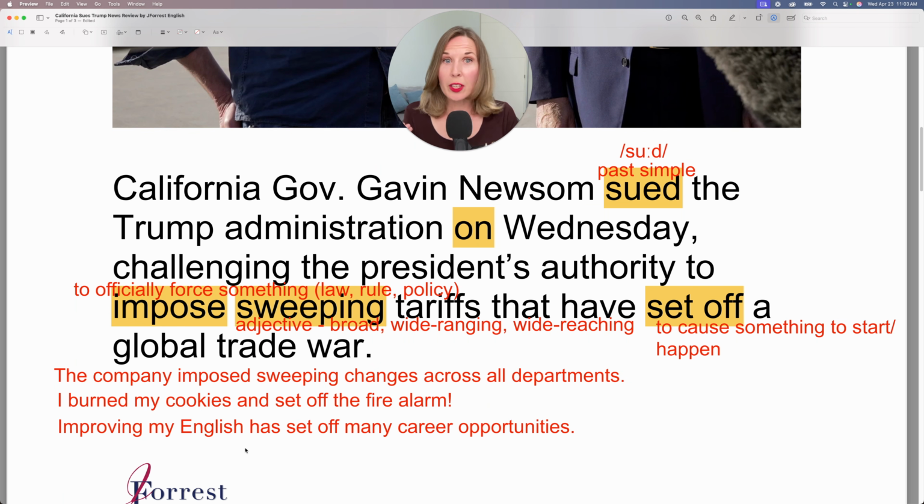Or you can even use this phrasal verb positively to say improving my English has set off many career opportunities. So it's the reason why these career opportunities happened. It was the trigger or the catalyst.